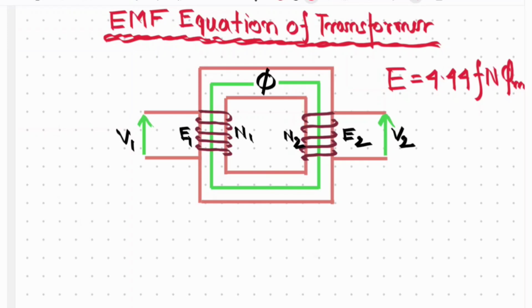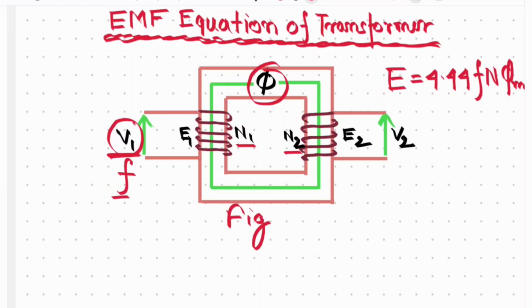For an electrical transformer, the EMF equation is the mathematical expression used to find the magnitude of the induced EMF in the windings of the transformer. So consider a transformer shown in the figure, N1 and N2. This is the primary turn and this is the secondary turn of the transformer. When we apply an alternating voltage V1 of frequency F to the primary winding, an alternating magnetic flux phi is produced by the primary winding in the core.